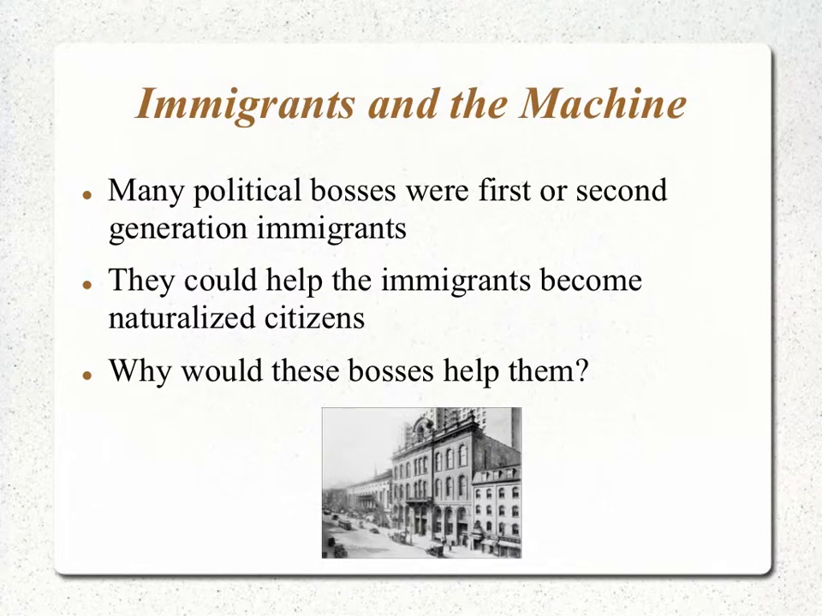Immigrants were the main group of people that helped support this political machine. Many political bosses were first or second generation immigrants, but as they grew in power, they would abuse the rights of many of these immigrants. They could help the immigrants become naturalized citizens, which was the main goal of these people. The bosses often spoke the languages of the immigrants coming in and were able to create a relationship with them. So why exactly would these bosses help them? Because they wanted their vote. So it was more for them than it was for the immigrants.